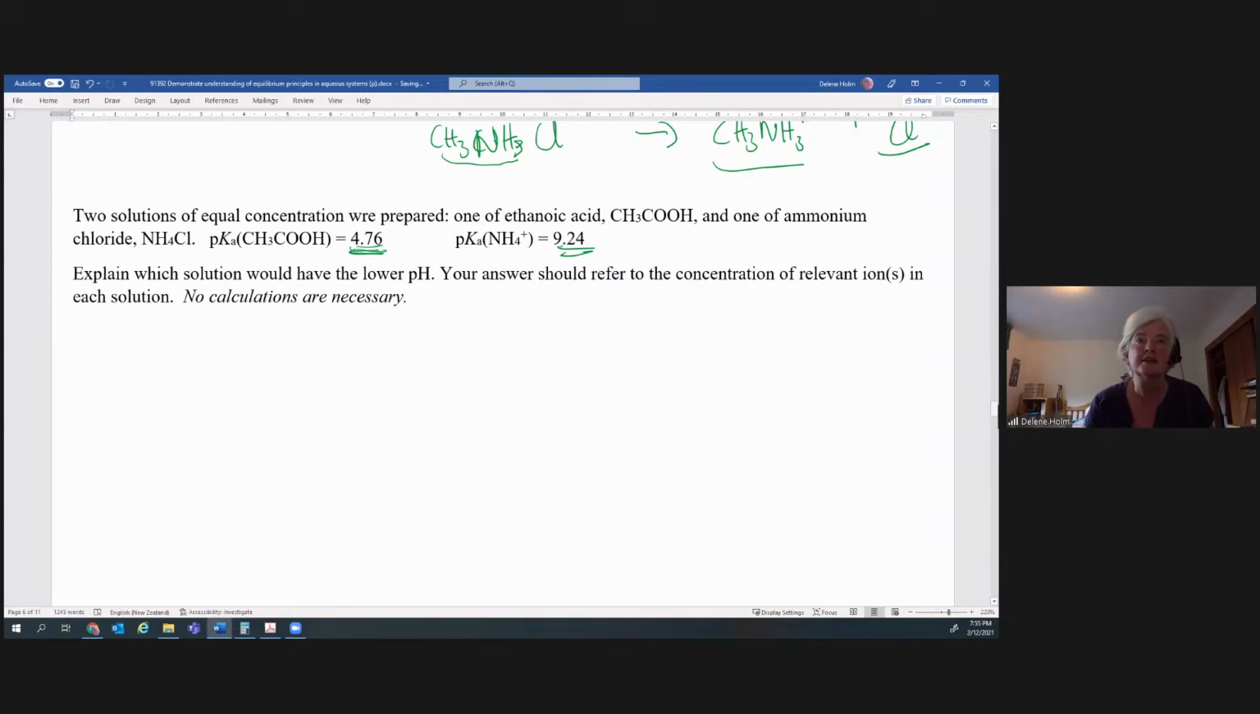But can you see that this has got a smaller pKa than that. So remember, the lower the pH, the more acidic. So the smaller the pKa, the more dissociation. So this will have the lower pH than that, because this will dissociate more into its acid, whereas this does not dissociate as much. So if you were writing this out, remember, always write equations. Even if they don't ask for equations, write equations, because they really help you keep on track of what you need to explain.